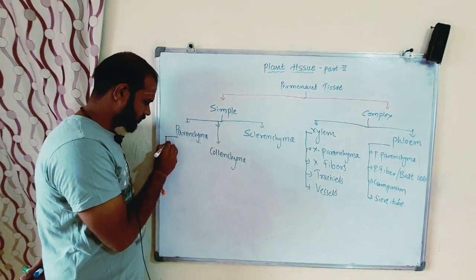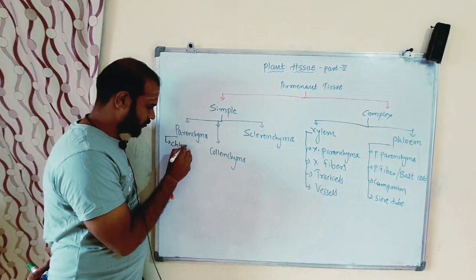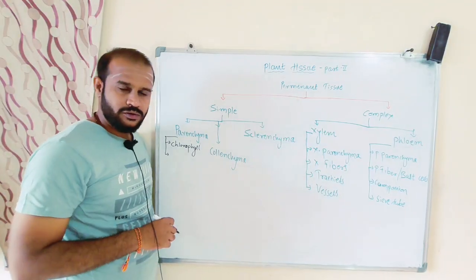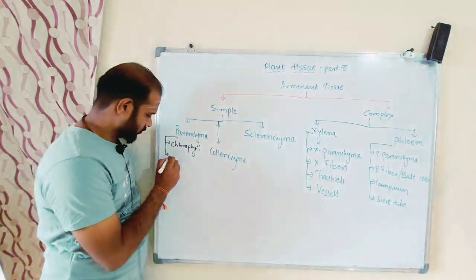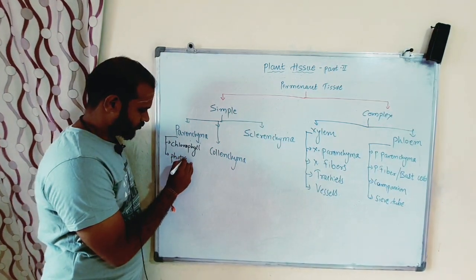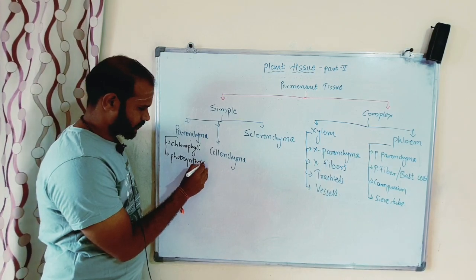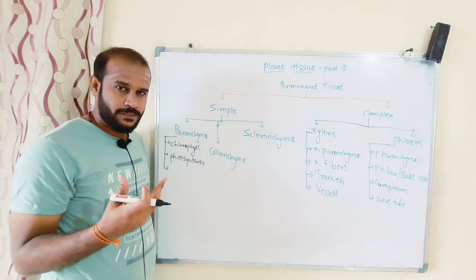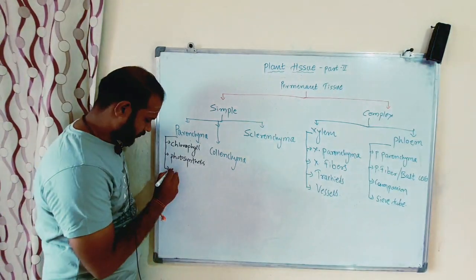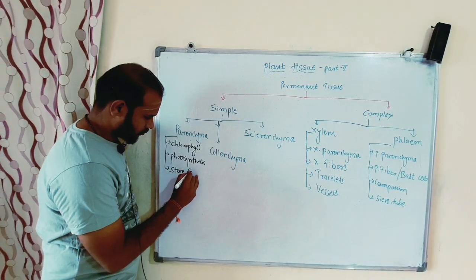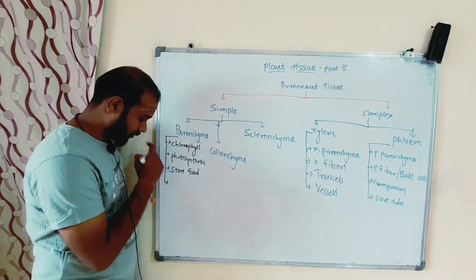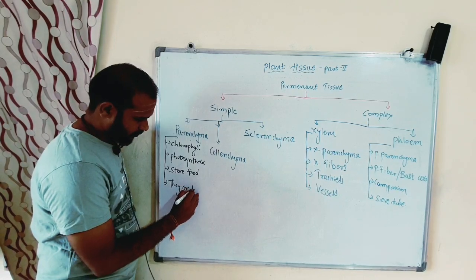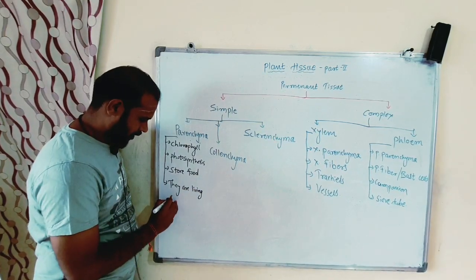Parenchyma, they contain chlorophyll. If they contain chlorophyll, obviously, they perform photosynthesis. If they are performing photosynthesis, they are making food and they are storing the food. One more thing, they are living at maturity.